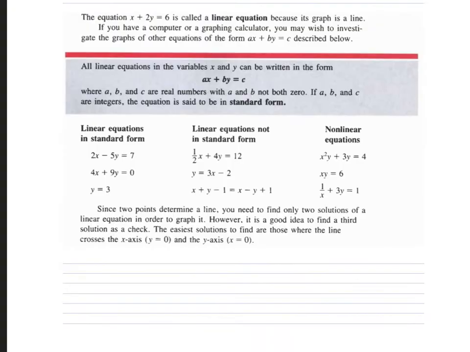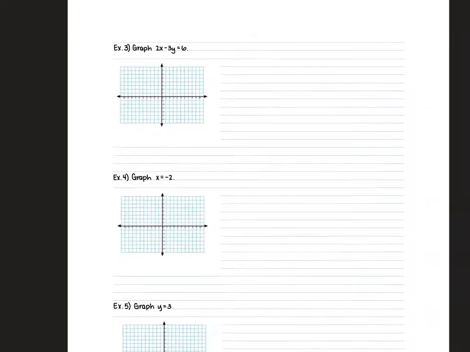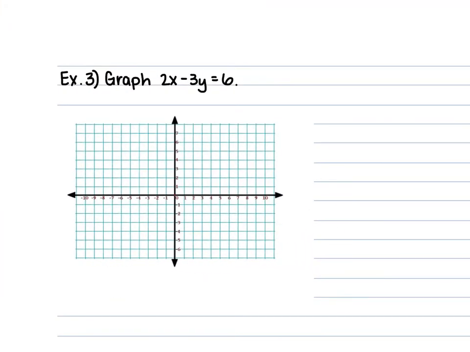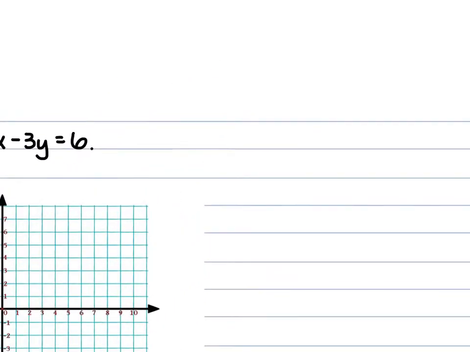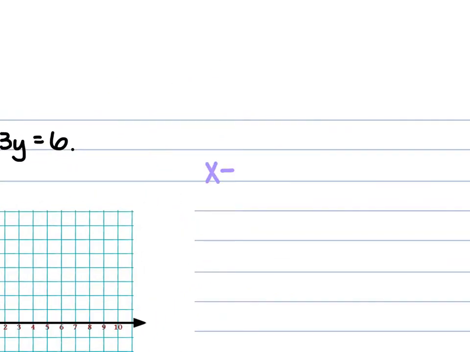If we look at our next set of examples, we are graphing these linear equations by finding the x and the y intercepts. Your x-intercept is always going to be the point something comma 0. So you can plug in 0 for your y to find your x-intercept. So to find your x-intercept, plug in 0 for y.